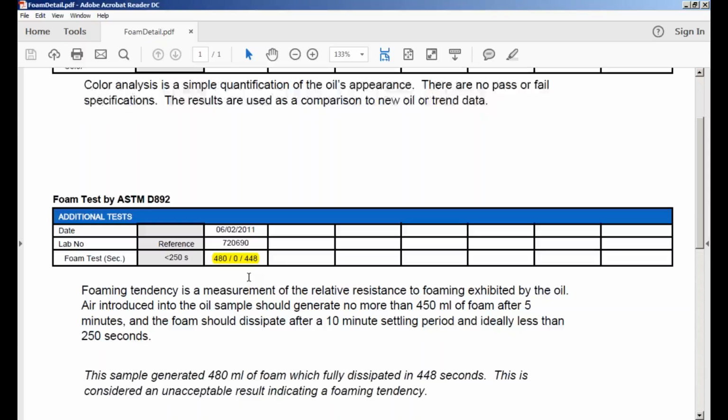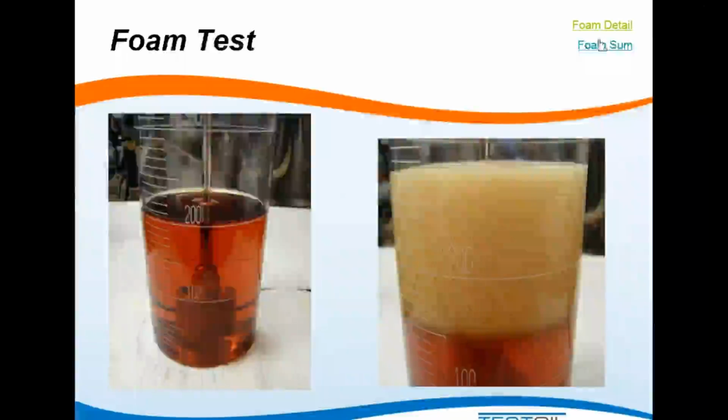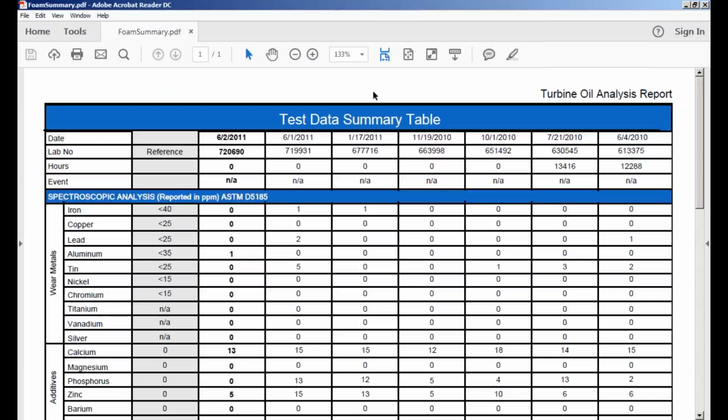Now, if we got to the 10-minute mark, we would rate here on the right side, it would be 600, because 600 seconds is 10 minutes. And then we would record how much of the foam layer was remaining. This one didn't make it to 10 minutes, so that middle number is 0. All right, so we got this sample, and it appears to have an issue separating from air. Let's take a look at the summary page.